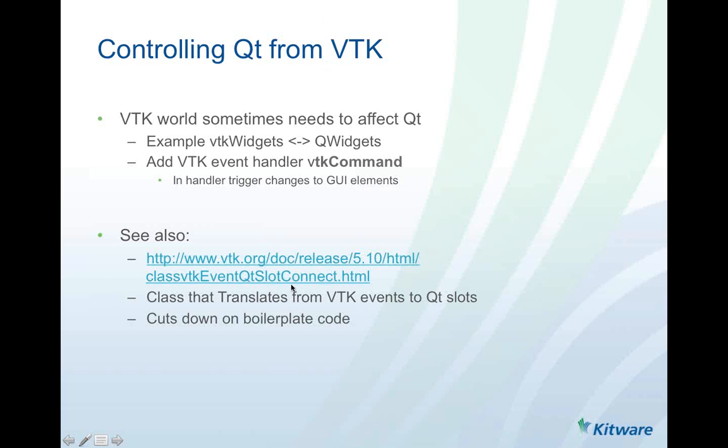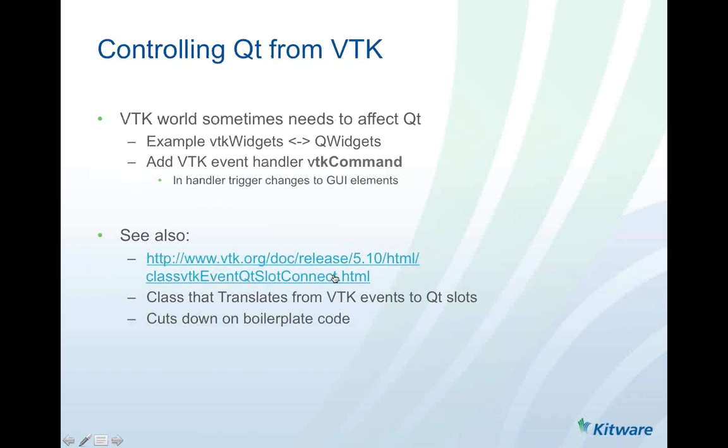But if you do a lot of this, you want to cut down on the boilerplate code as much as you can. So I recommend looking into the VTK event Qt slot connect class, which is part of VTK, which really just condenses the boilerplate command event code that I showed you manually into a few calls into VTK, and it cuts down the amount of typing you have to do to set up a nice interaction between the VTK and Qt space.